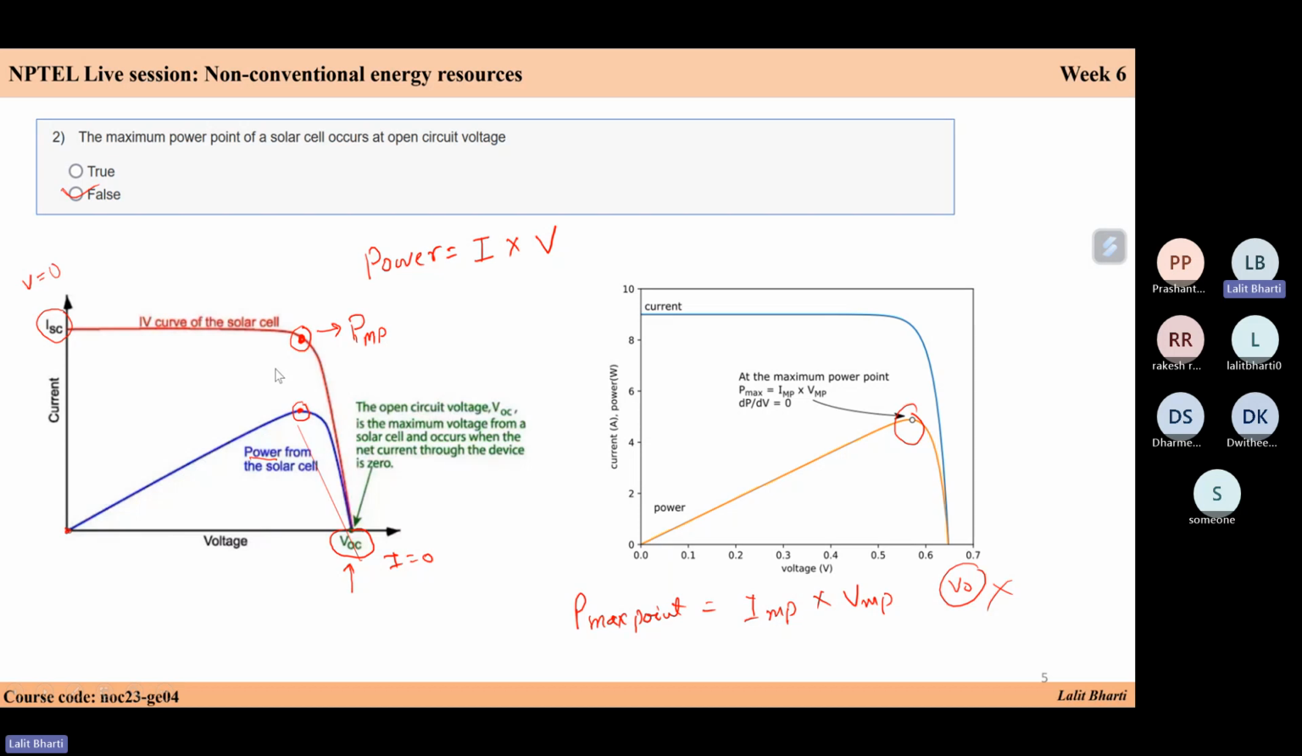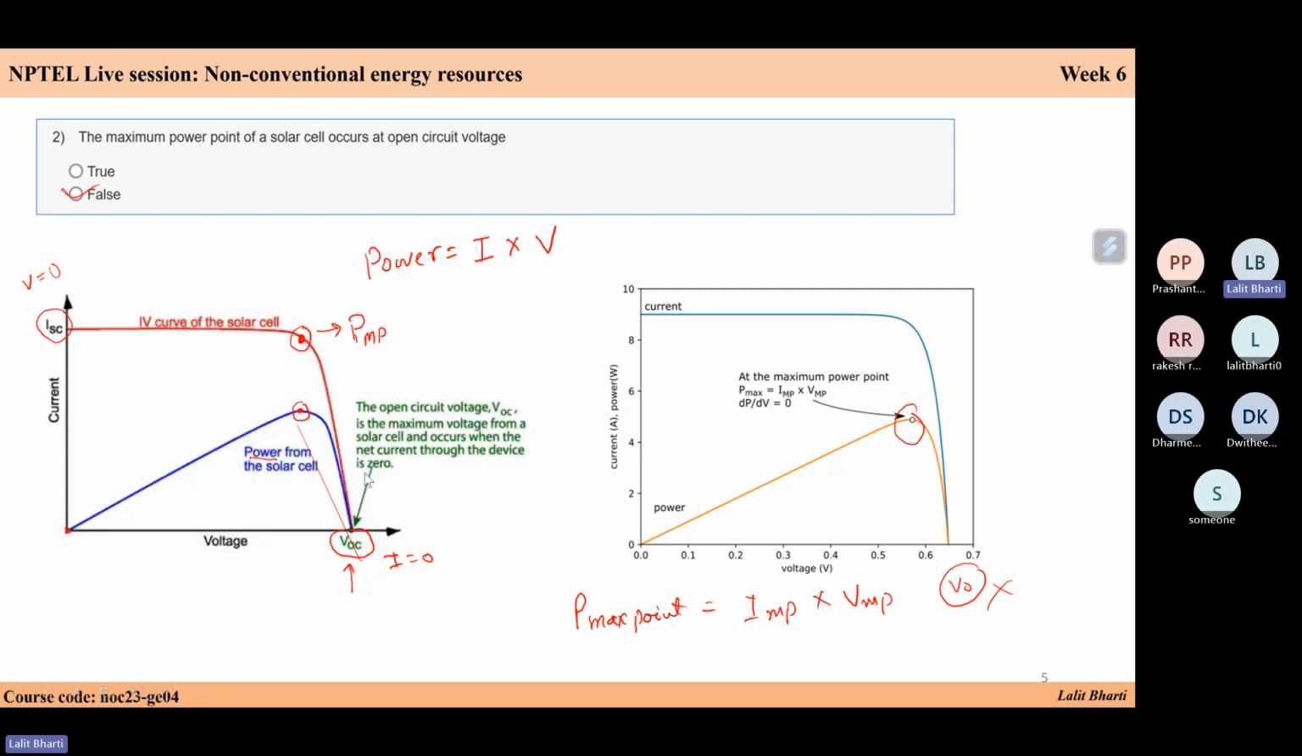So this is a typical characteristic curve of a solar cell. On the x-axis, we have the voltage, and on the y-axis, we have the current. You first need to understand what VOC and ISC are. VOC is the open circuit voltage. OC means open circuit.